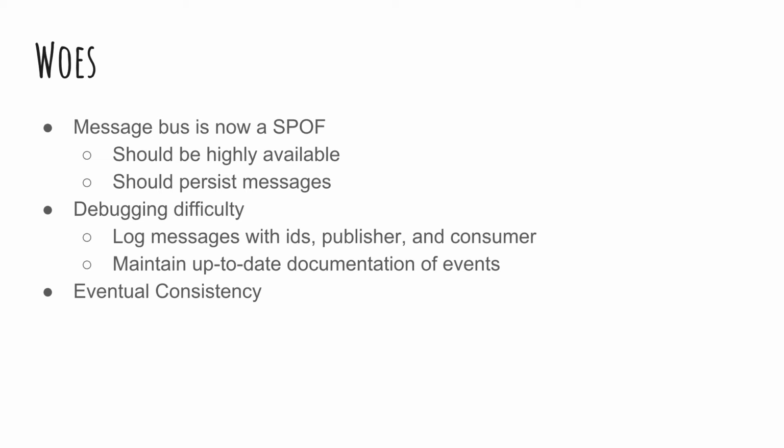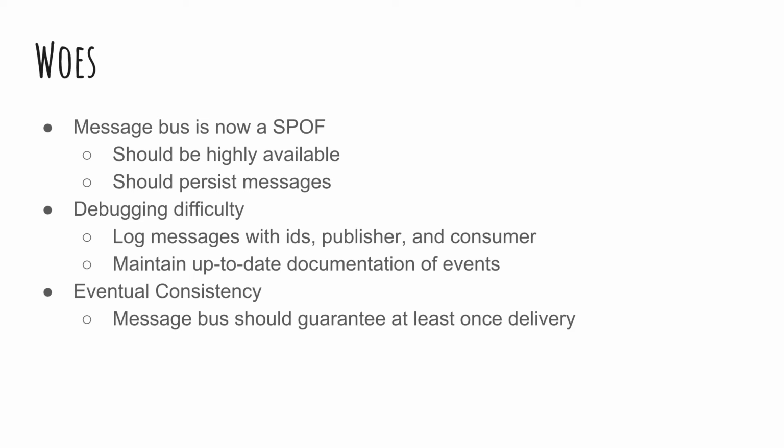Now, consistency also becomes a big problem in this kind of system. Because we're dealing with async messages, you can never guarantee at what point in time these events are actually going to be processed. However, we can ensure eventual consistency by doing two things. First, you want to make sure that your message bus guarantees at least once delivery, and second, your event consumers are idempotent, meaning if you send the message twice, it will still be in the correct state.